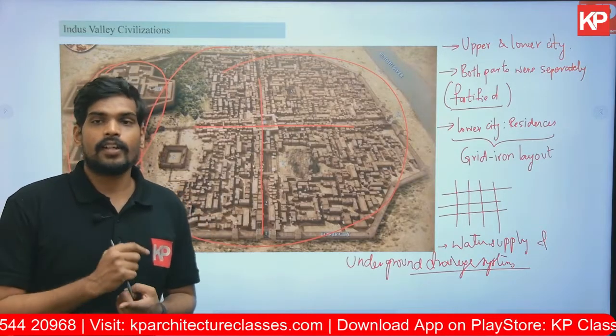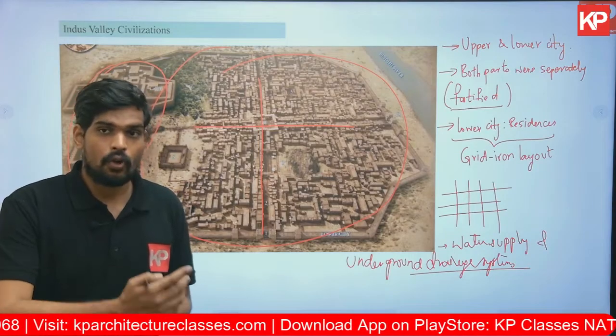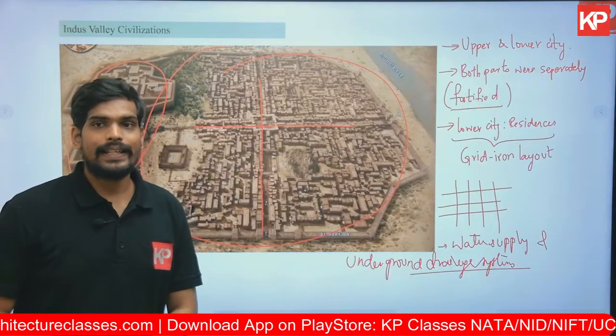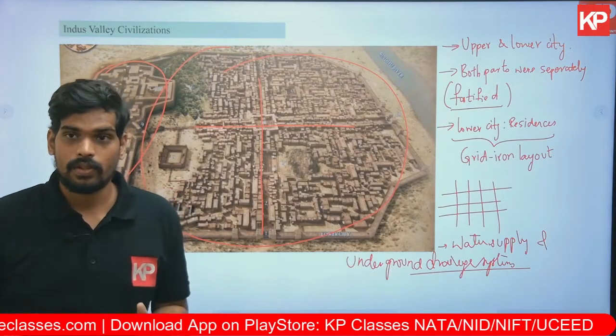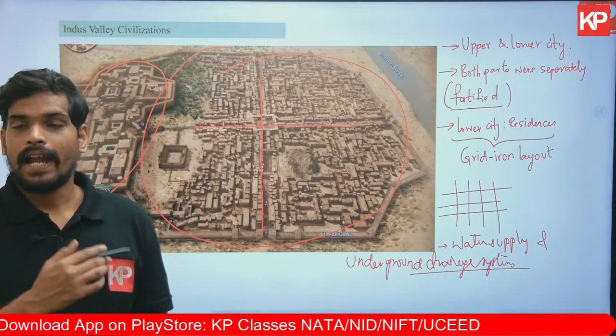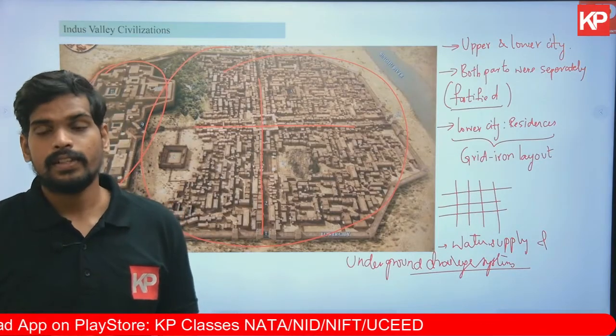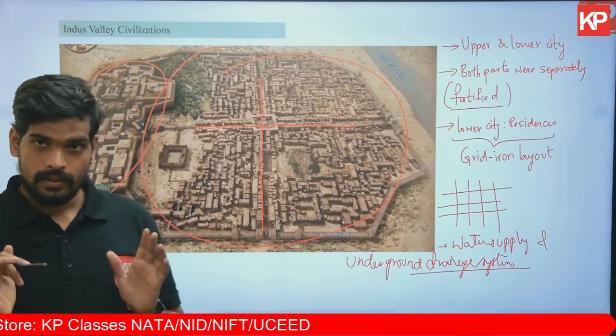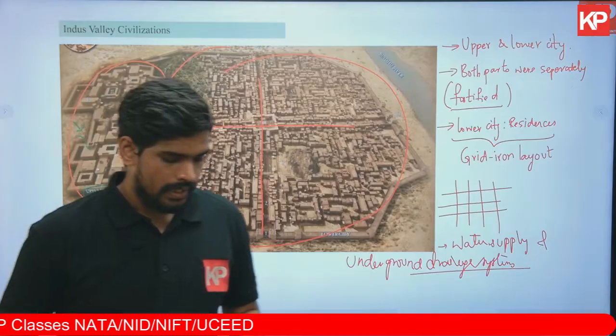So I told you some introductory points about the civilization in terms of geography, important sites and all these. Then we looked into the city level detailing like upper city, lower city. Each of it was separately fortified, and you also have the gridiron layout of the city, and you also have the underground drainage system and well planned water supply system in the cities. Let us now look into some important buildings of it.